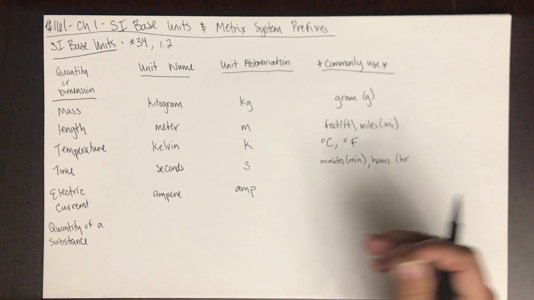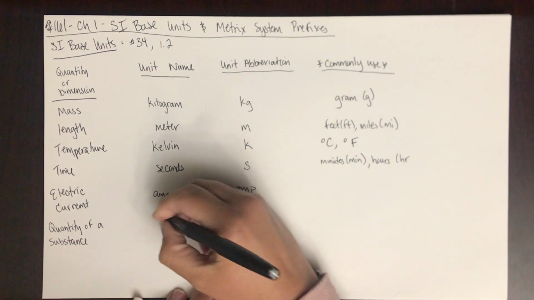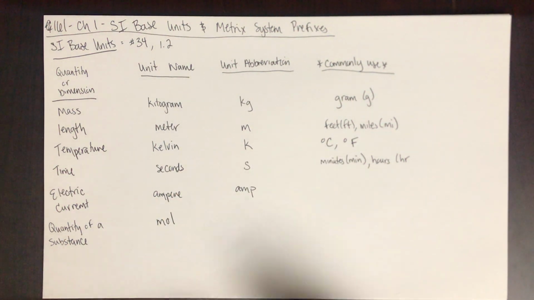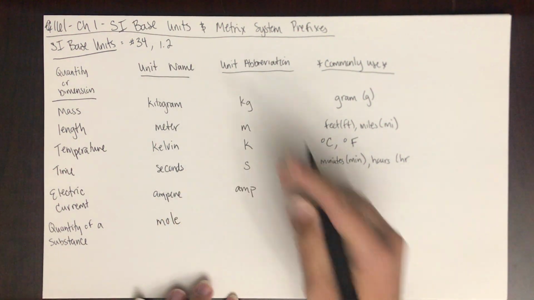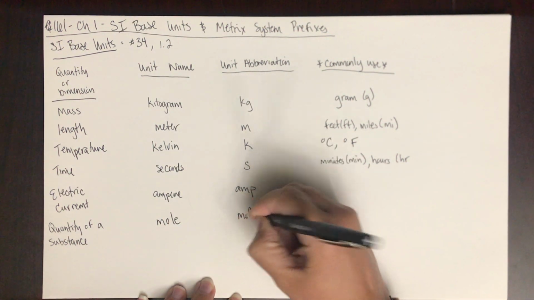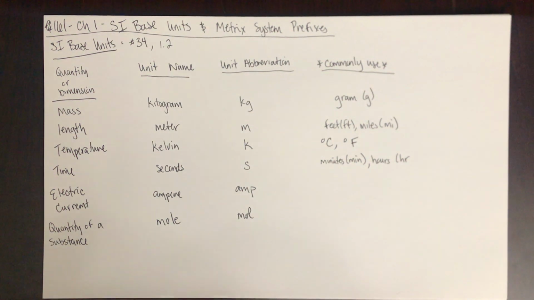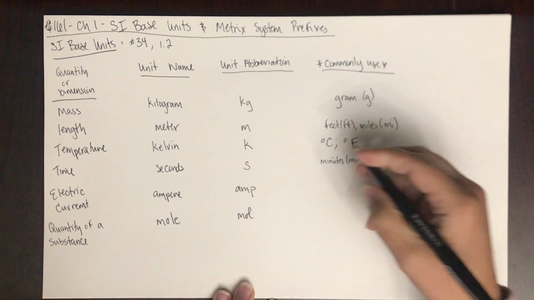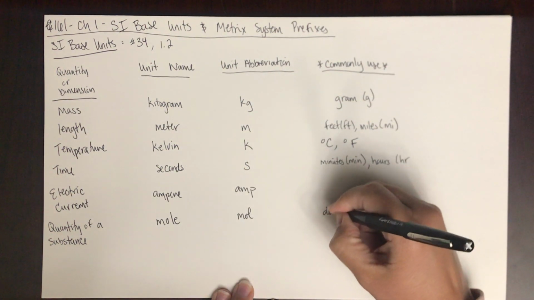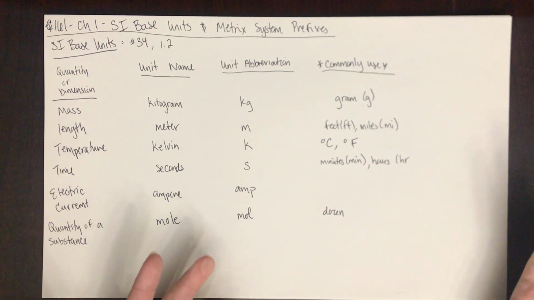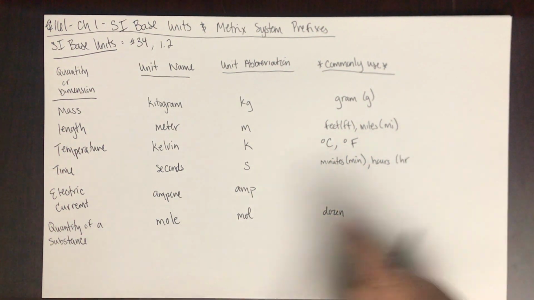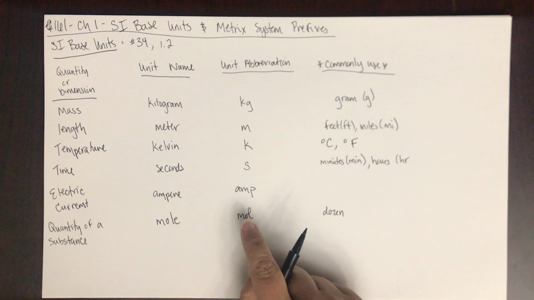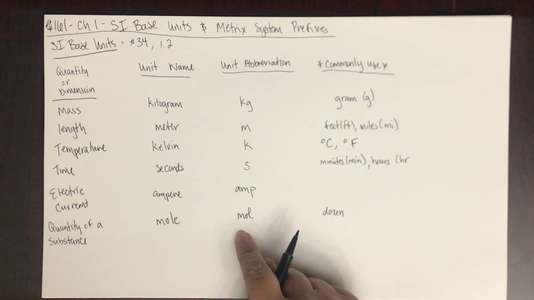So it's an amount. And what we use in chemistry is called a mole, M-O-L-E, and the abbreviation is M-O-L. Not a great abbreviation. So the quantity of a substance, it's an amount. Commonly used would be something like a dozen. Like a dozen is 12 of something. We all know that. A mole is 6.02 times 10 to the 23rd of something.